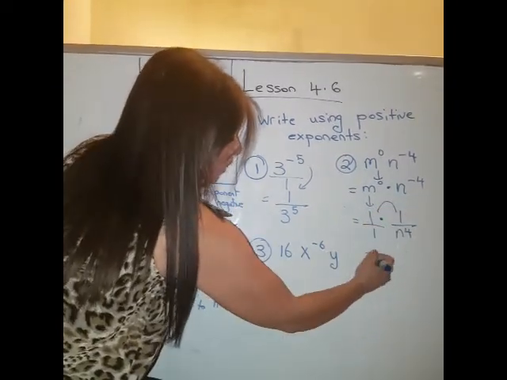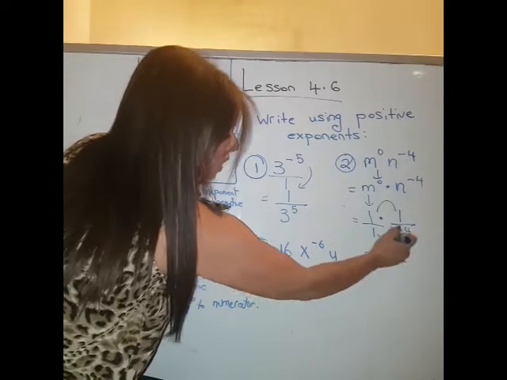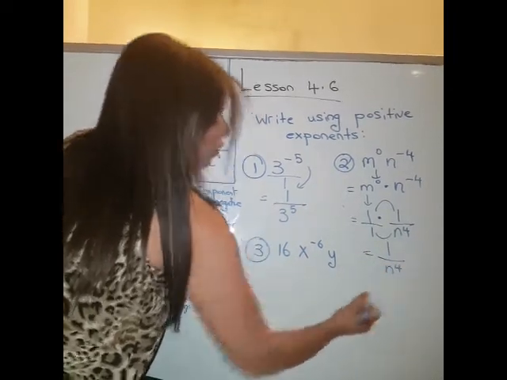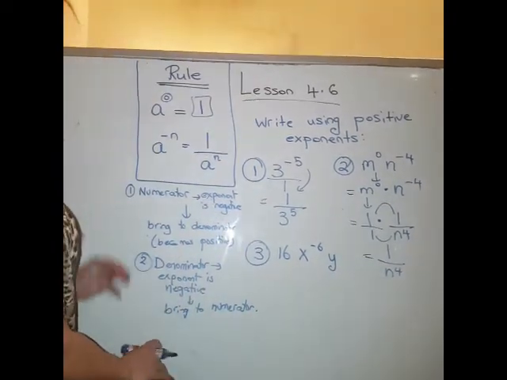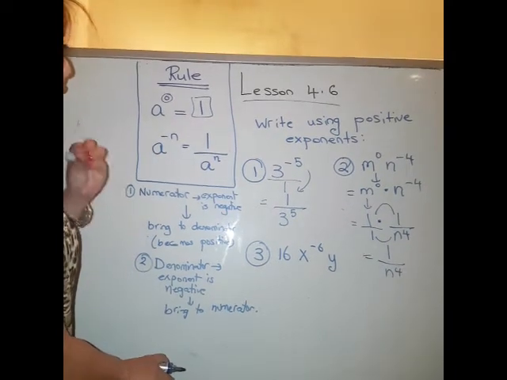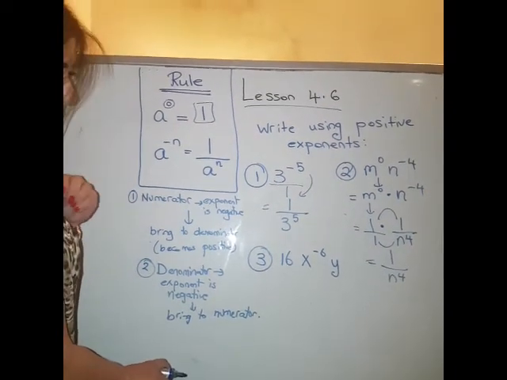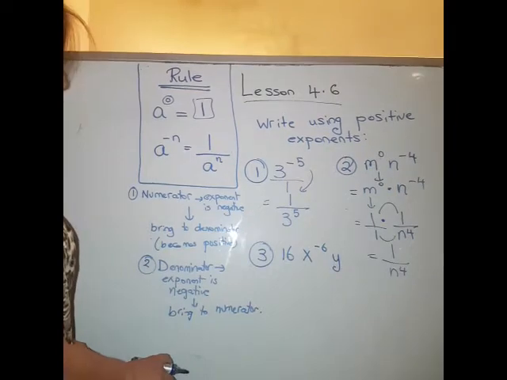I multiply 1 times 1 is 1 over 1 times n to the power 4, which is 1 over n^4. And that's my answer. You have to be real careful in this lesson. It's a bit tricky. Let's look at the third example.